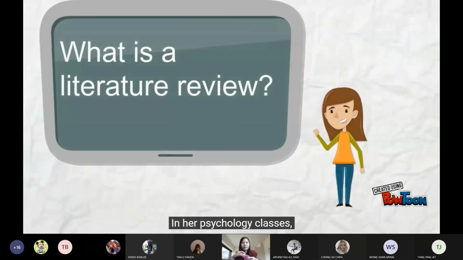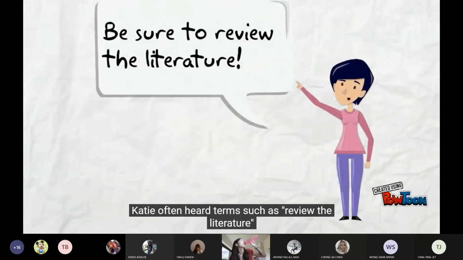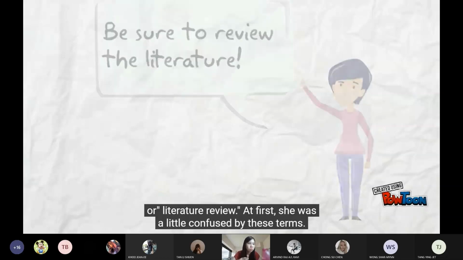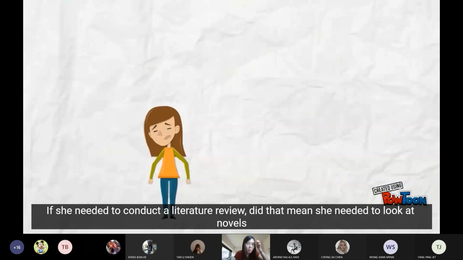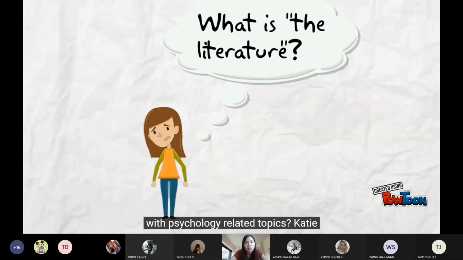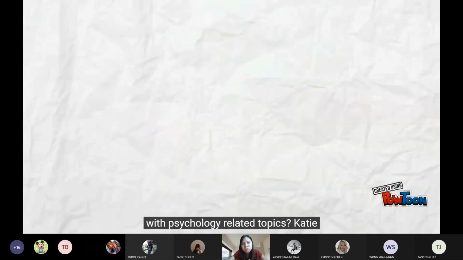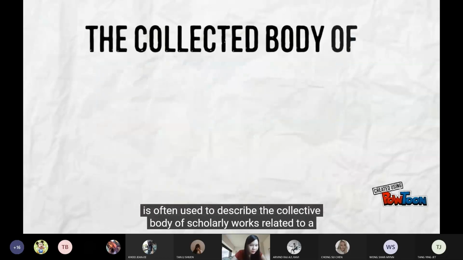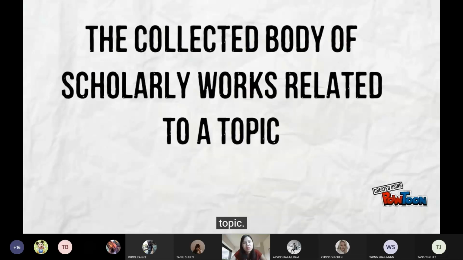In her psychology classes, Katie often heard terms such as review the literature or literature review. At first, she was a little confused by these terms. If she needed to conduct a literature review, did that mean she needed to look at novels with psychology-related topics? Katie soon learned that, in the academic world, the term literature is often used to describe the collected body of scholarly works related to a topic.